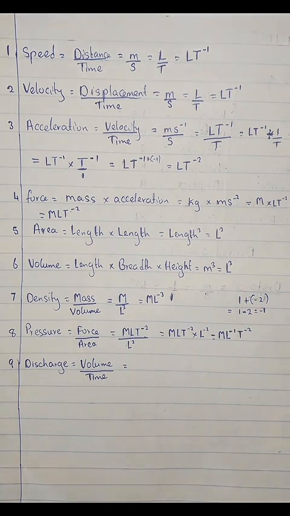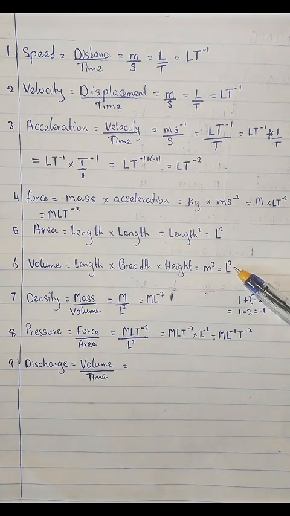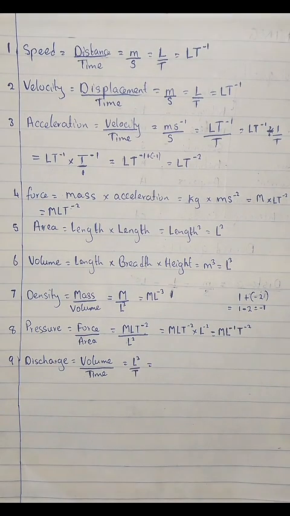Now recall what I said, we are dimensioning in terms of MLT. We are not given M, so we just have LT. So for this T to come up, it will have what? Power of -1. So we are having L cube per T, or you can say L cube T to the power of -1. So this is our final answer, and this is the dimension for discharge.